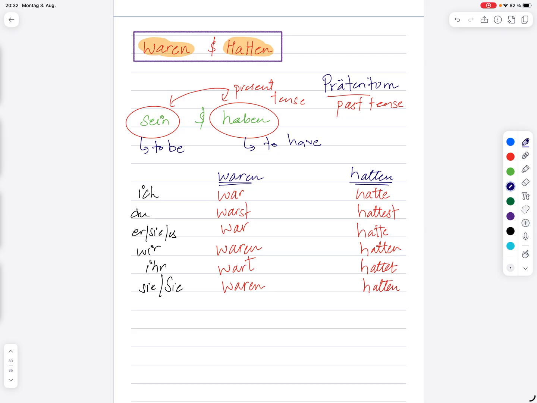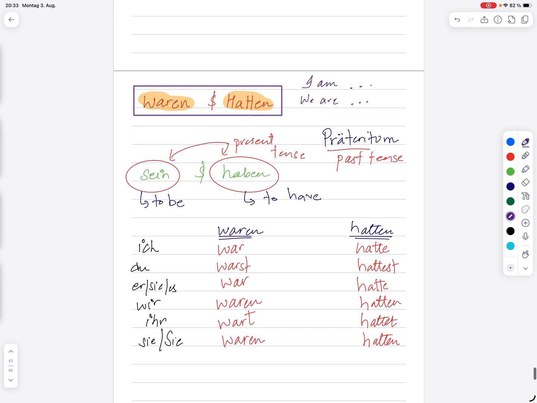So let's look at waren. For example, in present tense we say I am, right, or we are, or something like this. If I want to say I was, or we were, right? This can be said using the past form of sein, which is waren, right here.